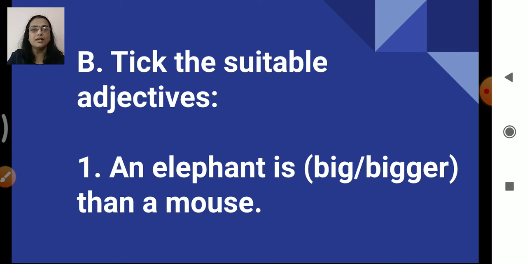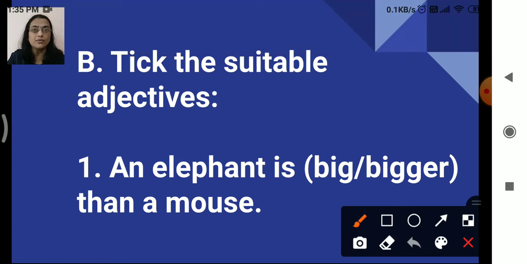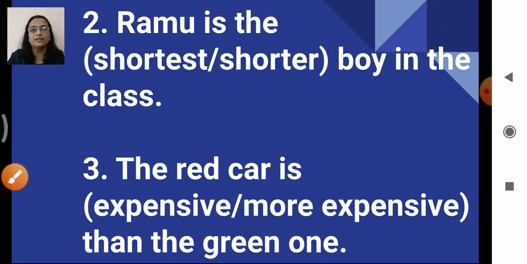Tick the suitable adjectives. An elephant is big or bigger than a mouse. Now the comparison is between who? Elephant and mouse. That means two only. So which degree will you use here? Comparative, right? So which one will come? Then elephant is big than a mouse or bigger than a mouse? Yes, bigger than a mouse. That is our answer. Next, the second one.